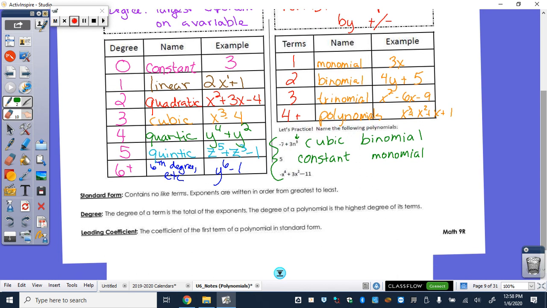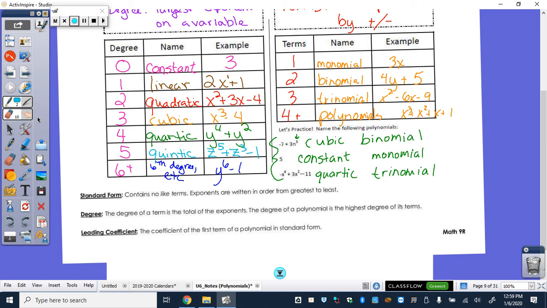Then my third example there, name by degree. Quartic. And then name by number of terms. Trinomial. Quartic, because the largest degree or exponent is a 4, so it's a 4th degree. It's got 3 terms, so it's a trinomial.